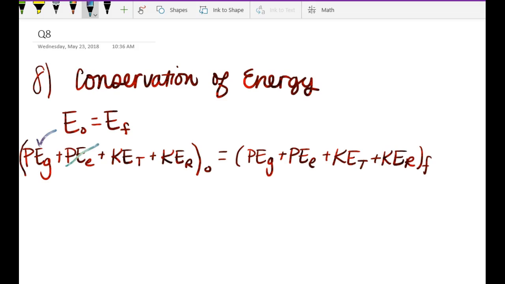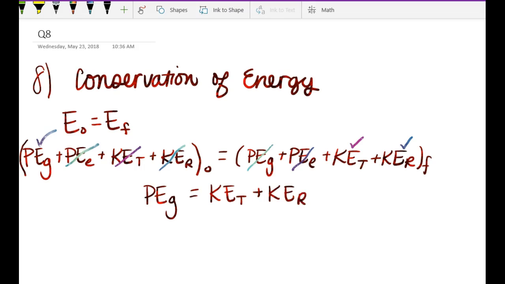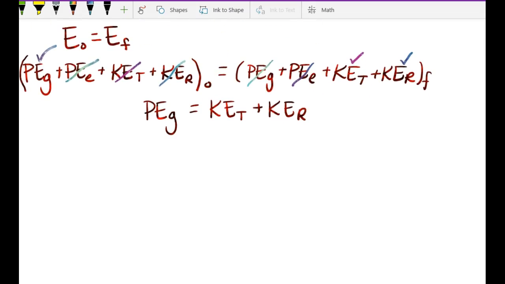Now, in this problem, it starts at a height, so that means we have gravitational potential. We don't have any springs, so no elastic potential. Initially, it's at rest, so that means it's not translationally moving or rotationally, so lop those off. And then at the end, it's at the bottom of the incline, which means it's at a height of 0, so no gravitational potential. There's no springs, so no elastic potential, but it is moving, so we have the kinetic energies. That gives us a relationship of gravitational potential equal to translational kinetic plus rotational kinetic.